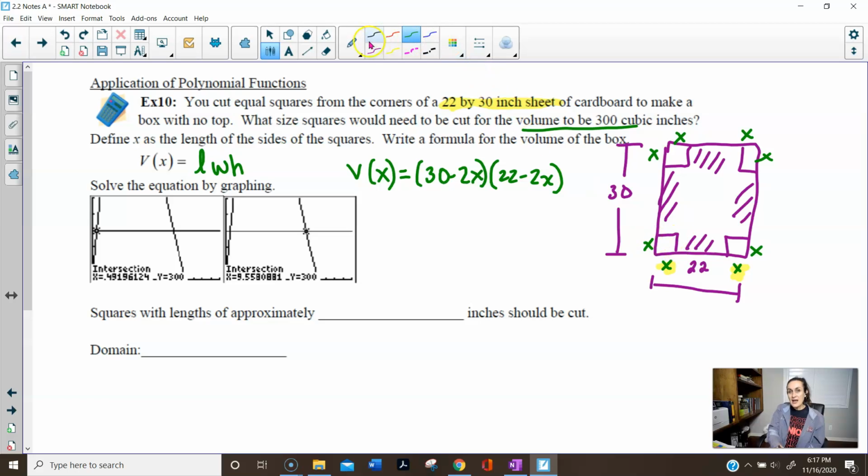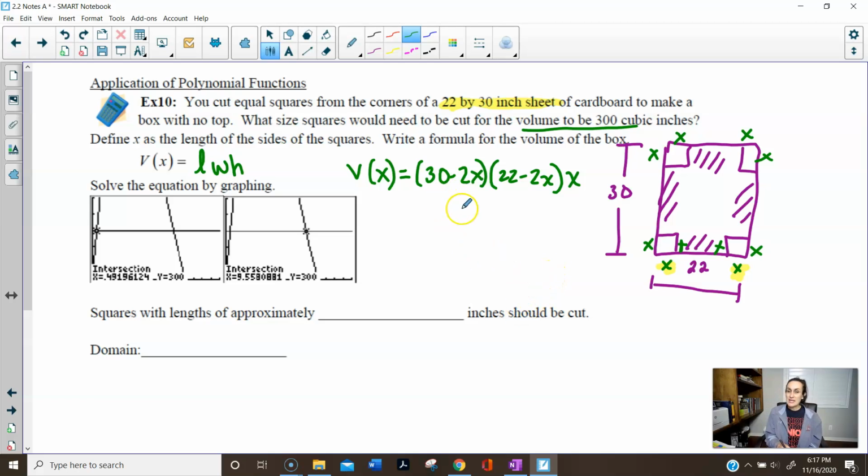Now when I fold this up, here's the flap that's going to fold up, and that's going to be X height, all right? So the height is going to be X. Now, when you multiply this all out, you're going to get a cubic equation.